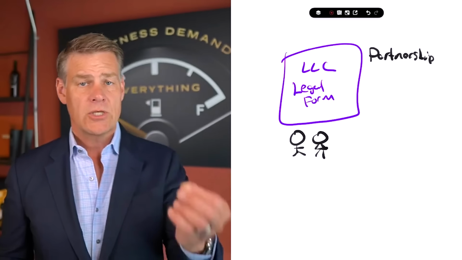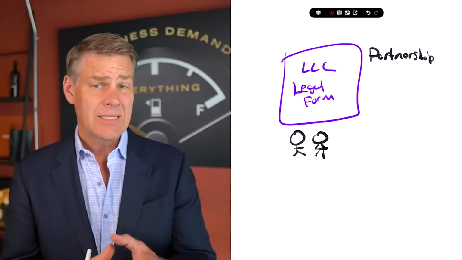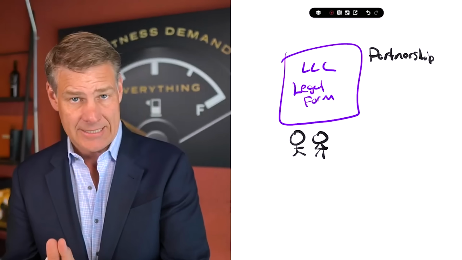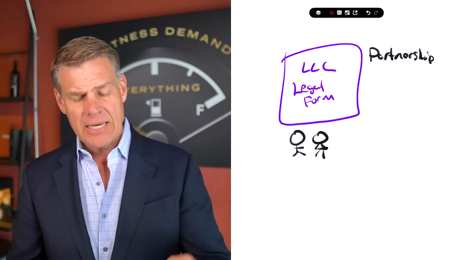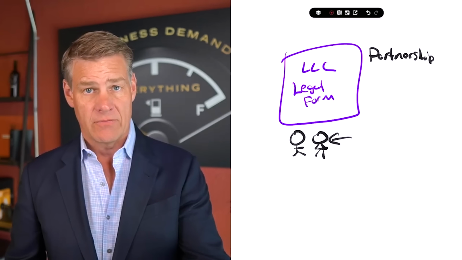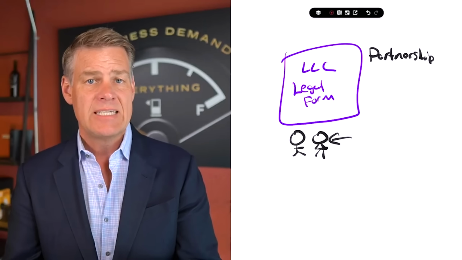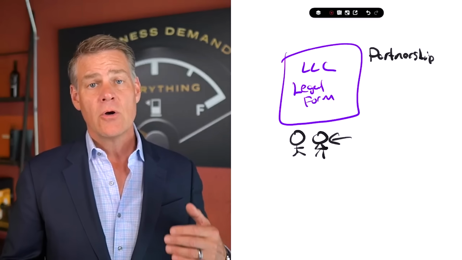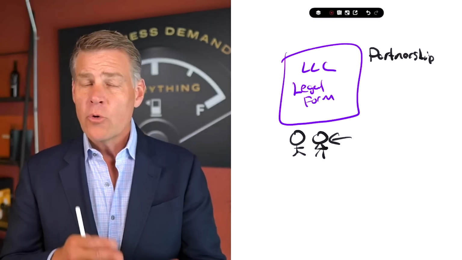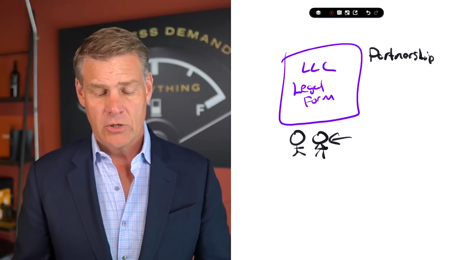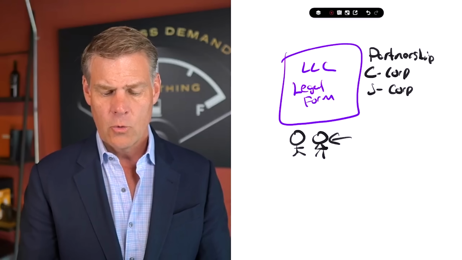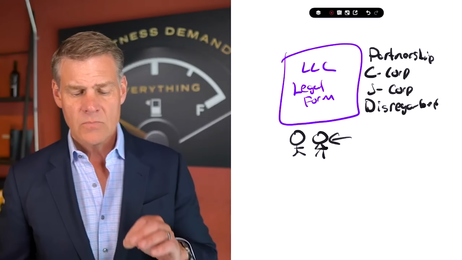So this is what you should understand about LLCs. You see, LLCs are what the legal community and the IRS would term a hybrid entity. And what does that mean? It means that depending on the number of owners you have, members in the LLC, you have different tax classifications for that entity, meaning how the IRS will treat it from a federal tax standpoint. So you have 4 different options here. You have partnership, which I've already described. You have C corporation, you have S corporation, or you have what is referred to as disregarded.